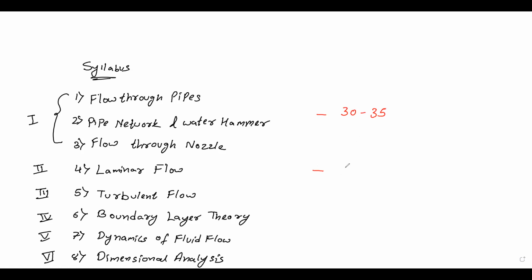Laminar flow will be of 10 marks. Turbulent flow will be of 8 marks. Boundary layer theory will be of 14 to 15 marks. I'm writing over here least mark, 14. Then dynamics of fluid flow will be of 8 marks. And the last module, that is dimensional analysis, will be of 10 marks. Is it clear? You can write over here marks. These are approx marks, not accurate marks, for an 80 marks paper.